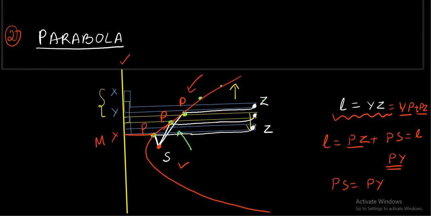So यही condition तो हमने string पे भी लगा रखी है. We are always saying that P is moving such that PS is always equal to PY, PY क्या है? PM है. If the two things are equal, that means P is definitely going to construct a parabola.